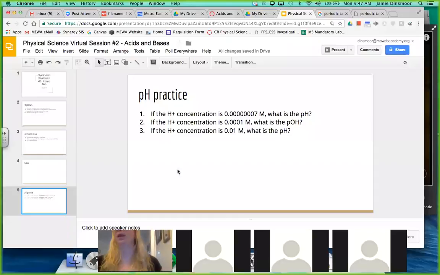Yeah, right? And again, you're just doing the log of 0.01, and you should get a negative number, and then you're taking the opposite of that. So why do they use logarithms for pH? Right? Because the pH scale is a logarithmic relationship.